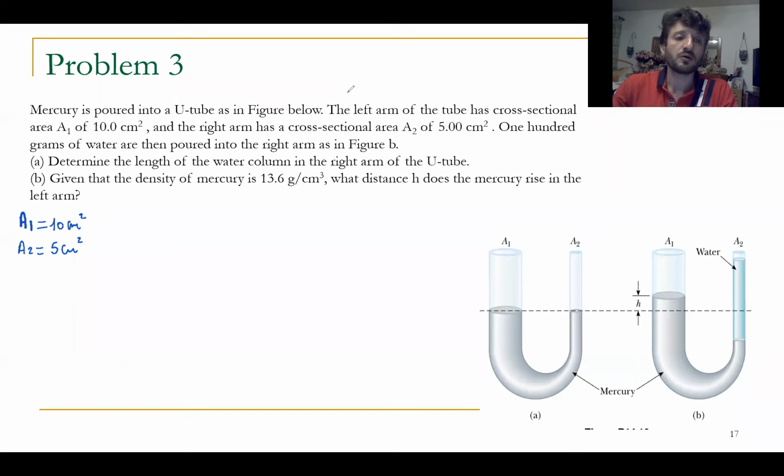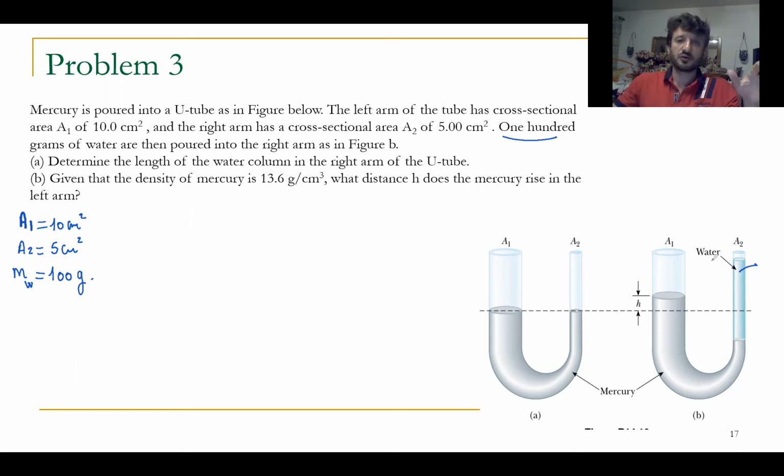Okay, we poured a quantity of water on the right side. 100 grams of water are then poured into the right arm, as in figure B. So here we put a quantity of 100 grams of water. We can say m of water added equals 100 grams.